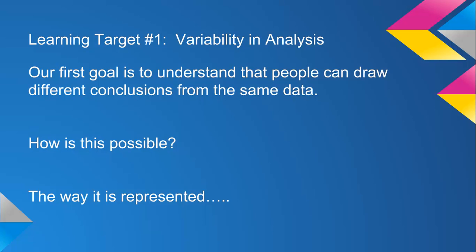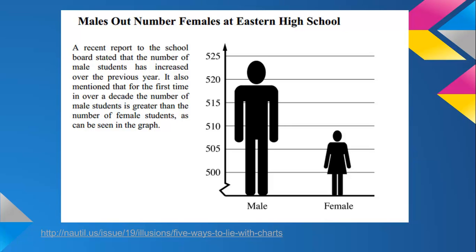So first learning target, we're looking at variability in analysis. Our first goal is to understand that people can draw different conclusions from the exact same data. How is that possible? It's just the way it's represented. Reading this graph, you can say, wow, there's a lot more males than females at Eastern High School. But if you look closer, you don't really see that same thing. There's a neat link here that you can click on in the lesson notes on 5 ways to lie with charts. And I'll give you examples.